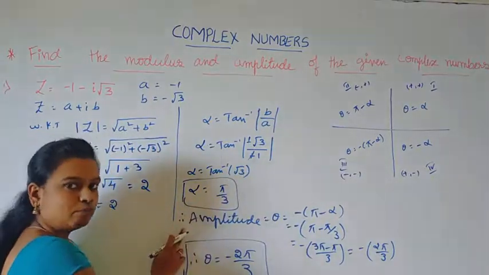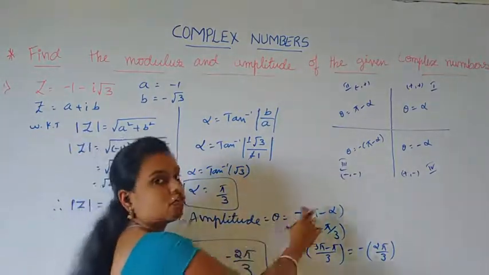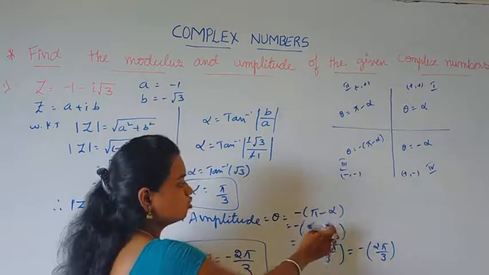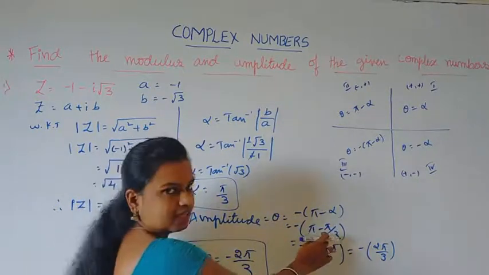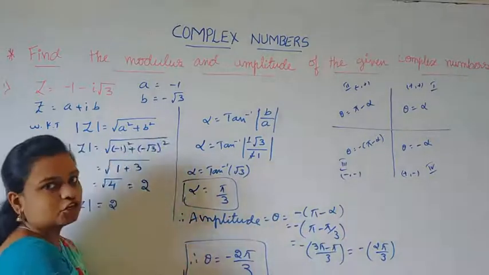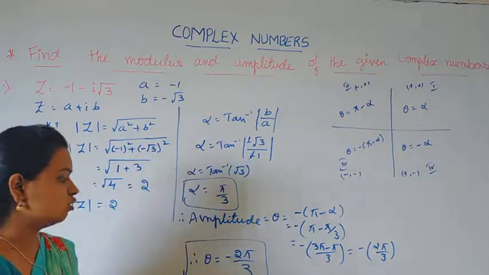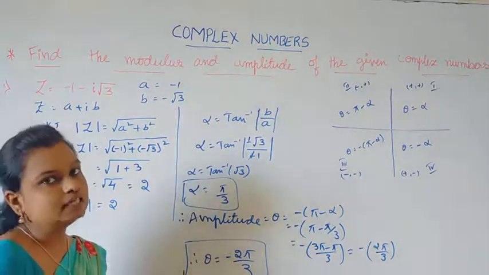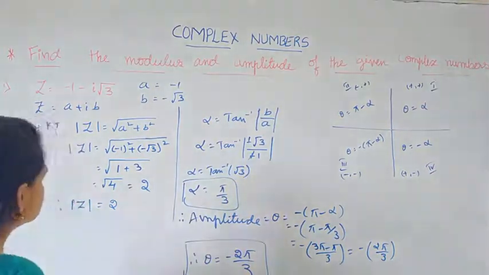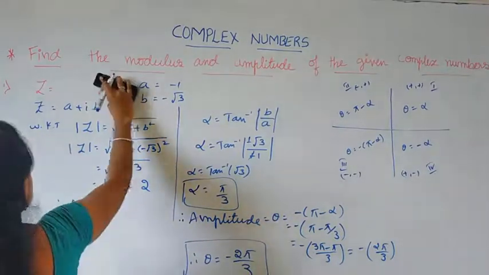So therefore amplitude becomes what? Minus of pi minus alpha. Then substitute the value of alpha, that is pi by 3. Then you will get the argument or amplitude. Okay, this is amplitude. Theta is equal to minus 2 pi by 3. Understand? So we move on to the next problem.